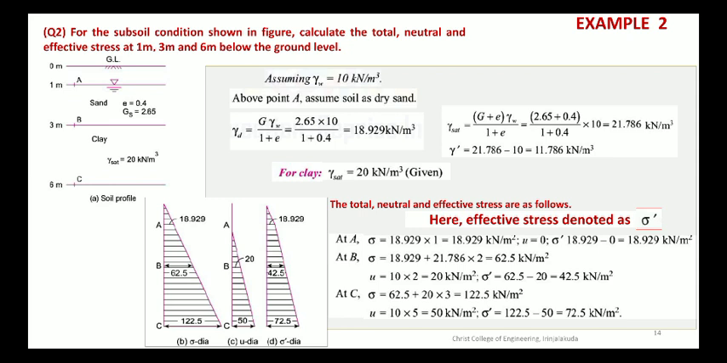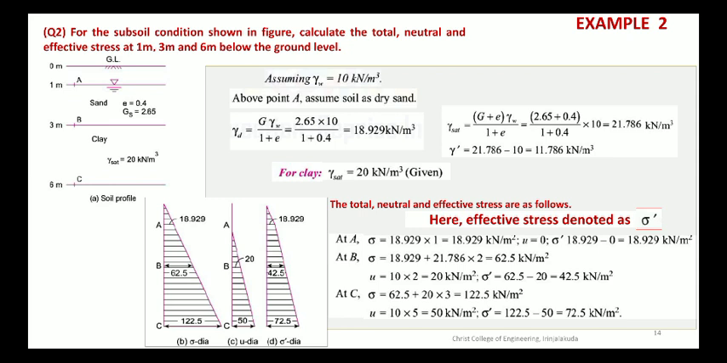Now what about the layer between A and B? It is sand, but just see the water table. Water table is at a depth of 1 meter, at the level of A.